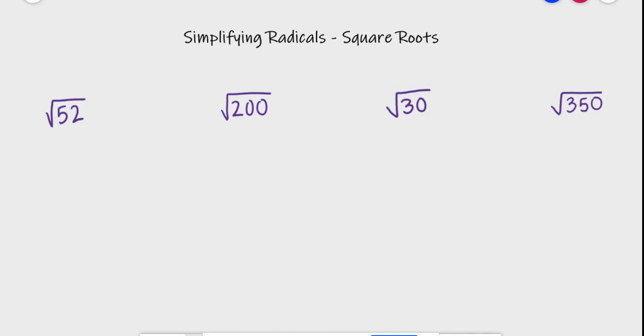We're going to talk about simplifying radicals and specifically square roots in this little lesson today. I've got 4 examples, so let's get right into it.